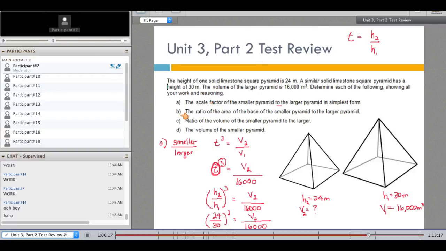All right, so part B, the ratio of the area of the base of the smaller pyramid to the larger pyramid. Okay, now I cannot tell you how many times I will have students going back on part B and going back to t squared equals area 2 over area 1. And I totally see where you're going with that. That's a good thought, but it doesn't have to be that complicated, okay? And I think this word right here is where you guys get confused. What does ratio mean?